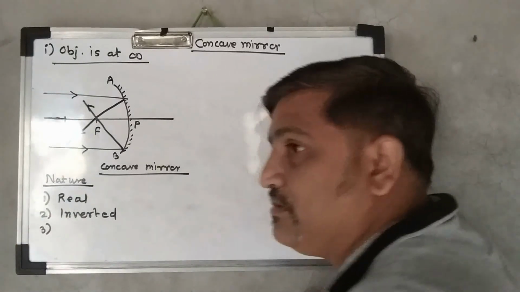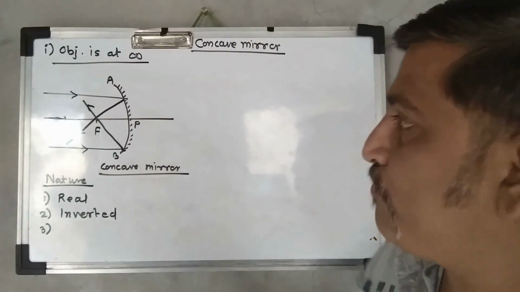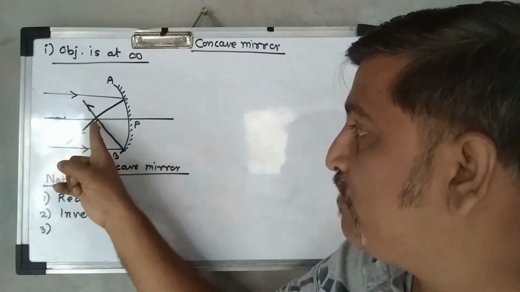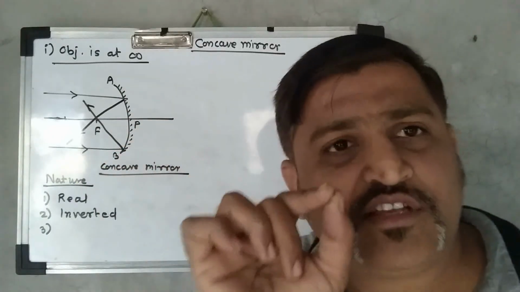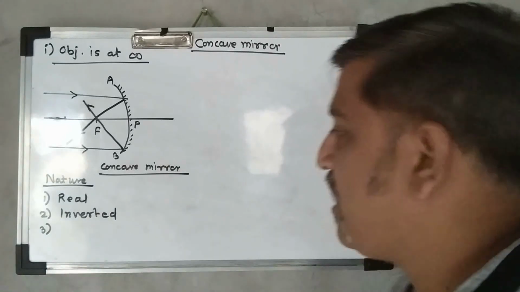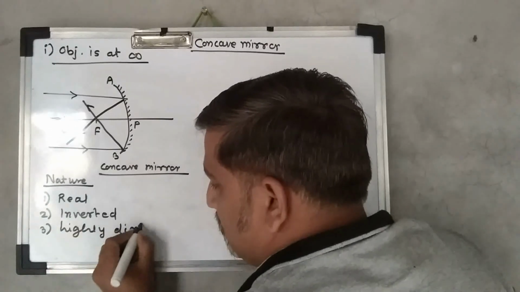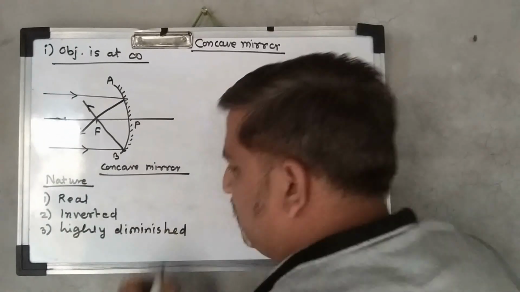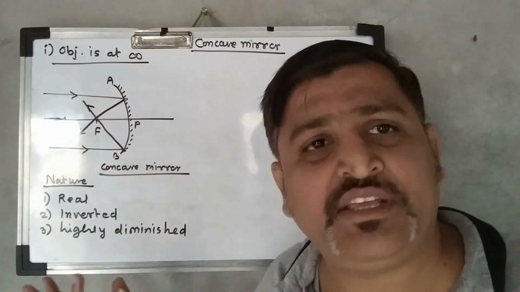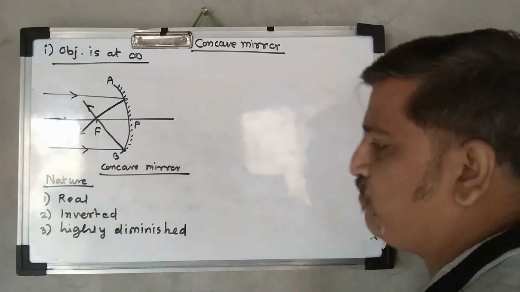The third point is about the size. You can write how the size is. Now here the object is at infinity, which is bigger, while the image formed on the principal axis is just like a point. So we can say highly diminished. Diminished means very, very small, which we cannot even see with the naked eye. So a highly diminished image will be formed.